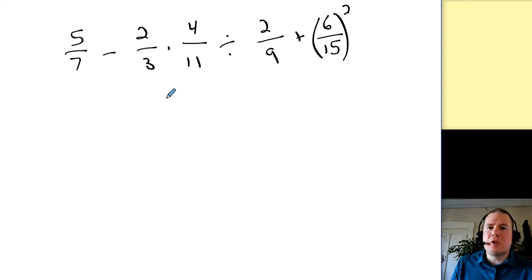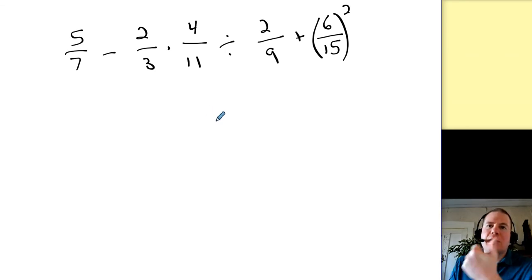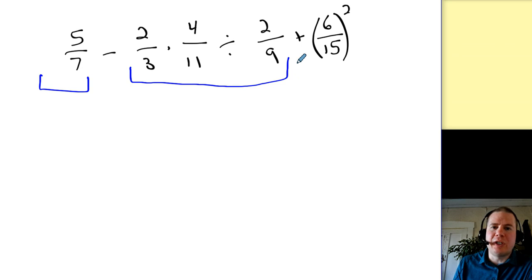Let's look at our terms, right? To simplify expressions, first, identify the terms. Second, simplify each term independently. Third, combine like terms. So identify our terms. There's a minus, so here's one term. Minus this thing times this thing divided by, here's one big term. Why does it end here? Because now I have a plus. Plus something being squared, there's my last term.